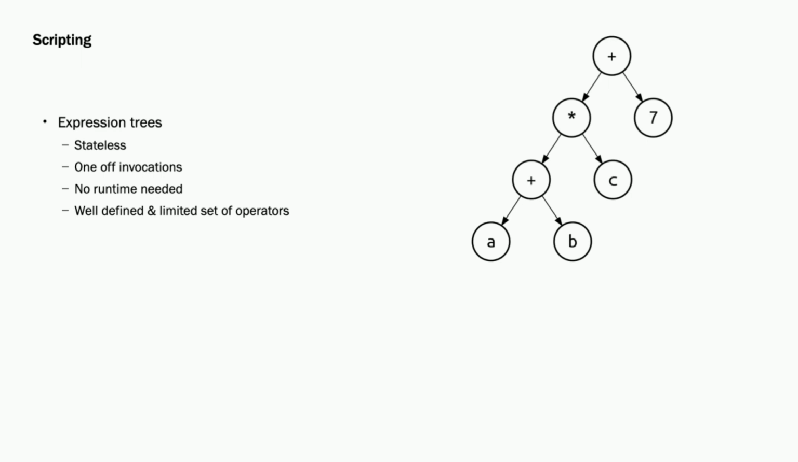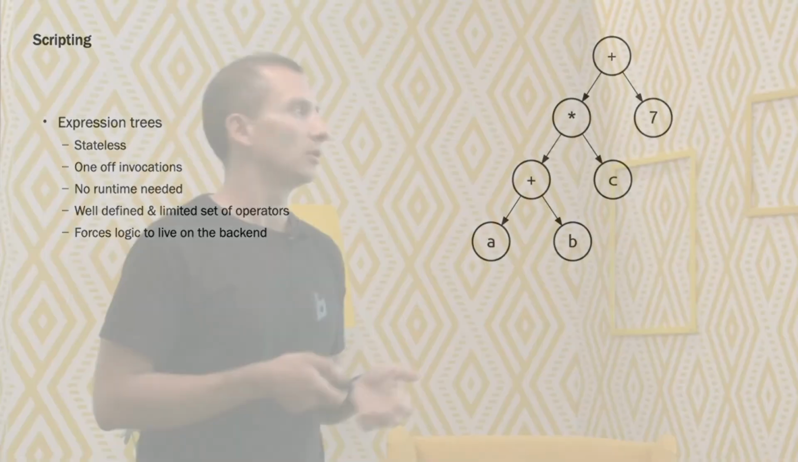And as I said before, we have a well-defined set of operators and actions that we can actually perform in the client. That enables us to have better coverage by instrumenting our code and working on tests that just cover this limited set. And as well, this has the benefit of forcing most of our logic to live on the backend as opposed to being on the client.